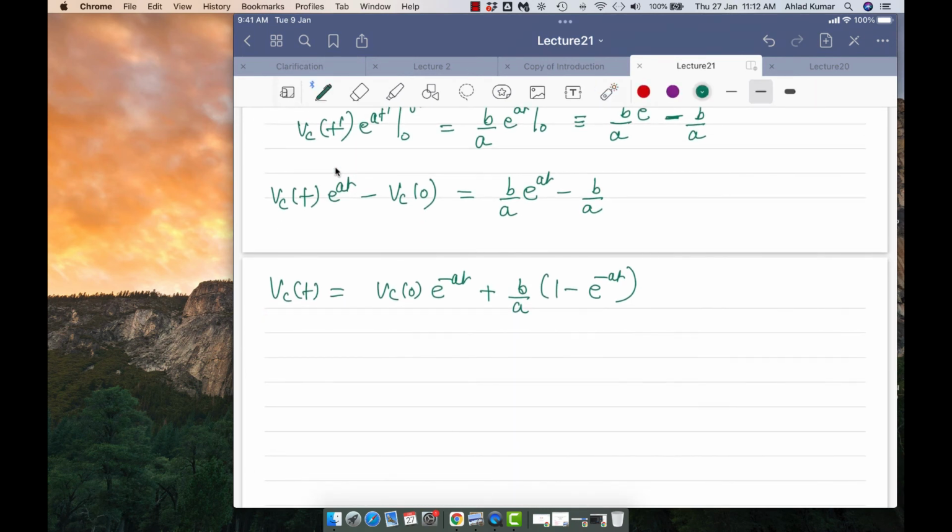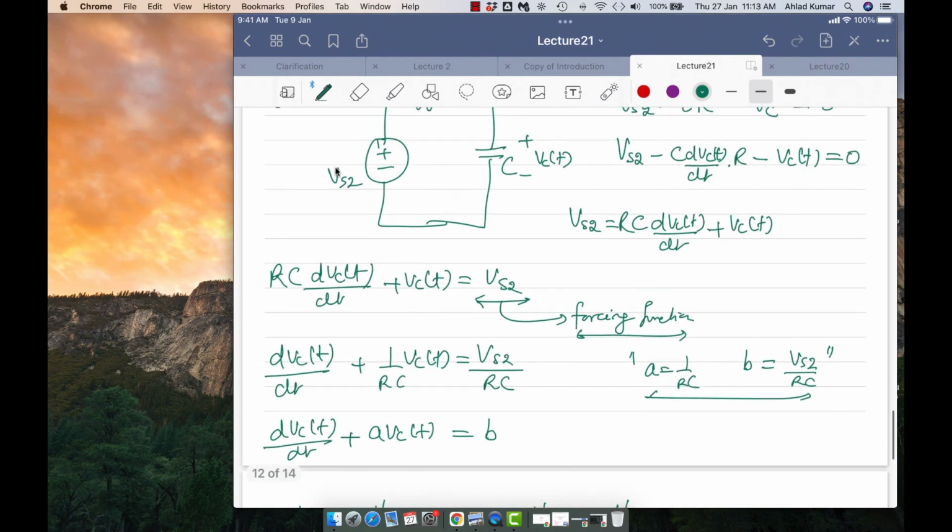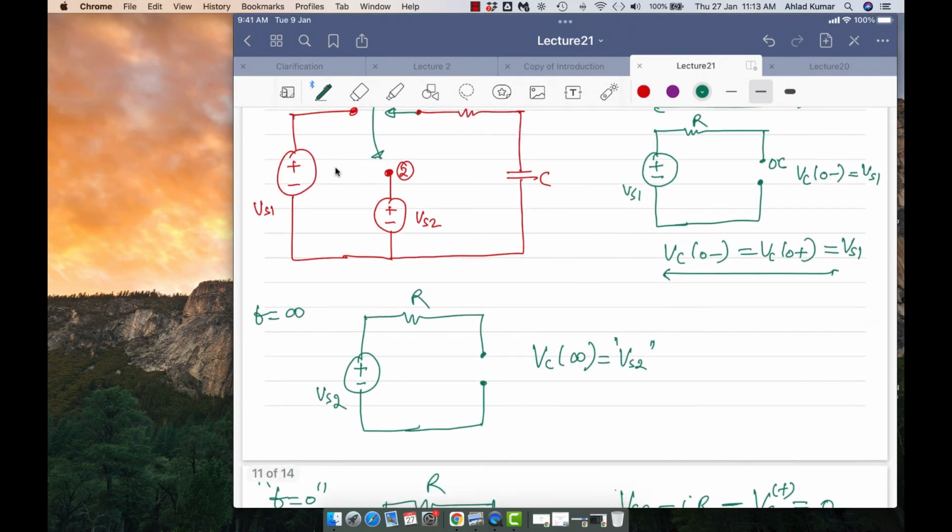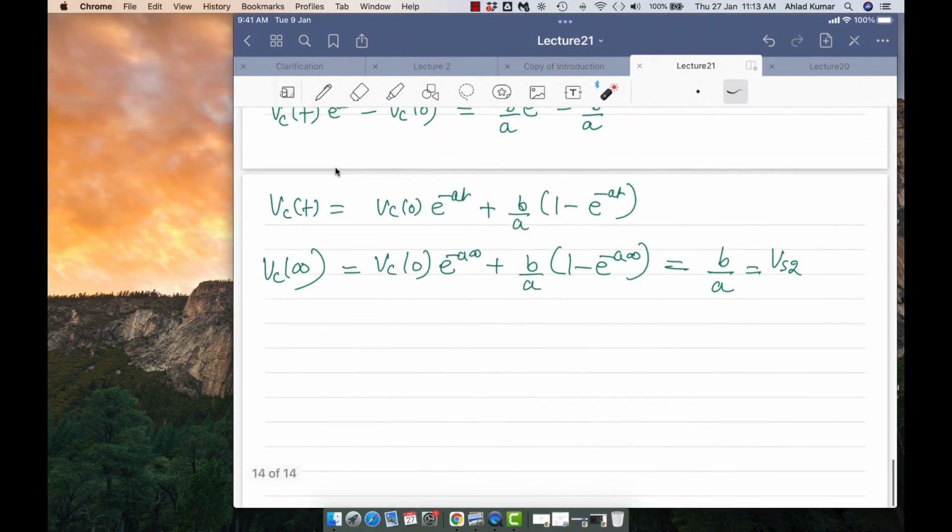And here, if I want to know the capacitor voltage at infinity, that will be Vc(0) e to the power minus A infinity plus B by A times 1 minus e to the power minus A infinity. So what will be the answer here if I evaluate this? It will be B by A. Okay, and what is the answer here? We have already calculated Vc at infinity. It will be Vs2. If you see, we have already calculated Vc at infinity is Vs2. So this is this thing.